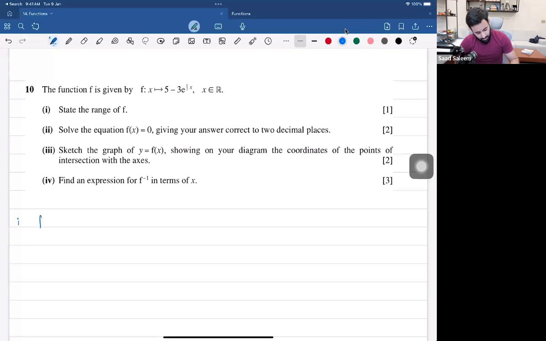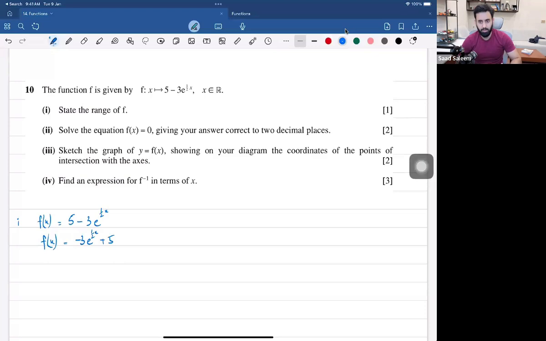So this is f of x equals 5 minus 3 e raised to the power half x. First thing that I would suggest is that you write this nicely. Write it like this: minus 3 e raised to the power half x plus 5. Just change the order. I haven't changed the signs or anything. Now, how about you guys give this a shot? What do you think the range here is going to be? Is it going to be greater than 5 or lesser than 5? What do you think?